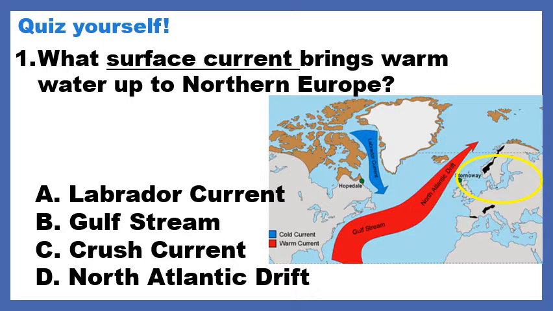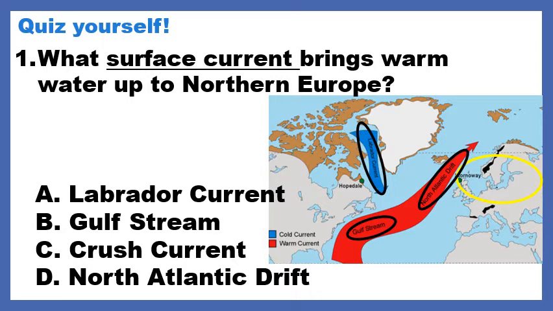Northern Europe. Is it A, the Labrador Current? I just circled that for you in black, so take a peek where it is. It's the blue arrow. Is it B, the Gulf Stream? Just circled that for you also in black, so take a peek where the Gulf Stream is. Is it near Europe? C, the Crush Current. I cannot take a picture of that because it's not on my map. Or D, the North Atlantic Drift. So I just circled that for you in black as well.